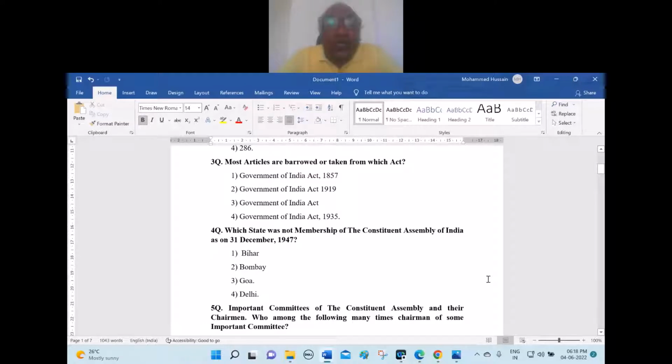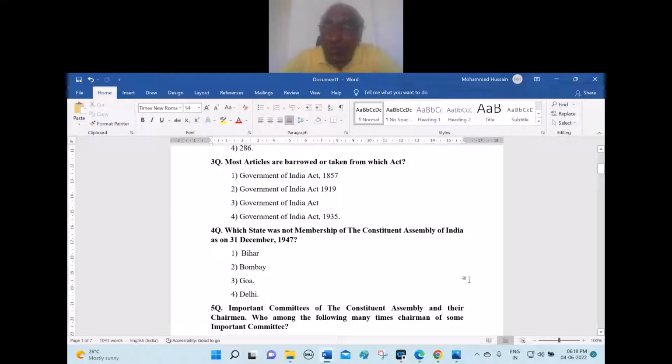Number 4, which state was not a member of the Constituent Assembly of India as on 31st December 1947? Number 1, Bihar. Number 2, Bombay. Number 3, Goa. Number 4, Delhi. Yes, you are right. I appreciate. Goa is not a member of the Constituent Assembly, but Bihar is there, Bombay is there, Delhi is there. Yes, you are right.